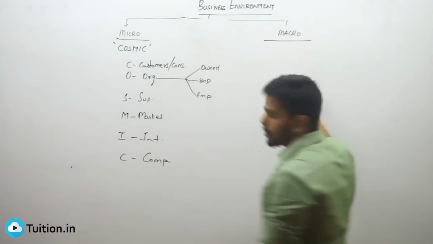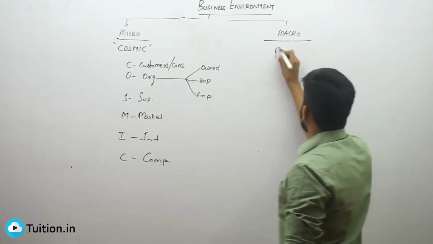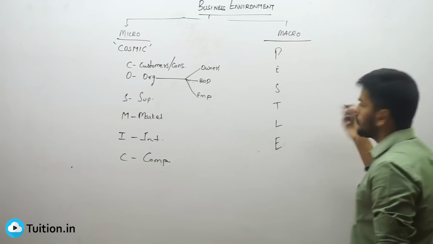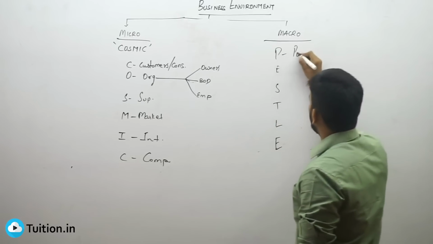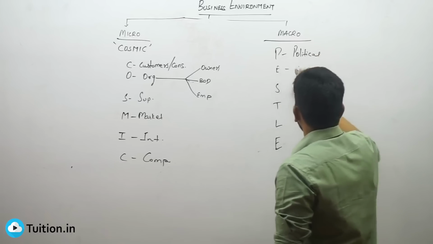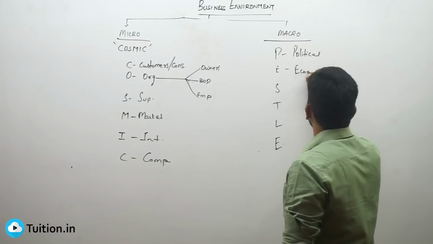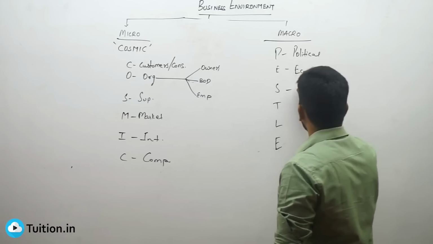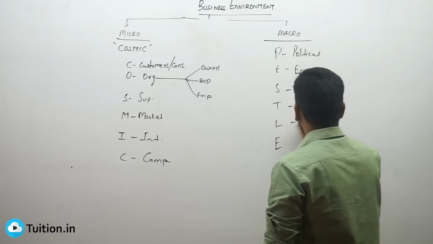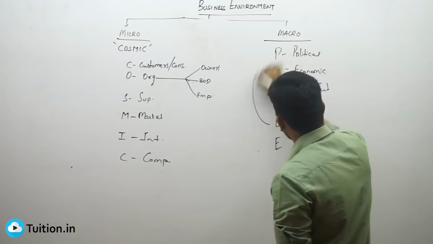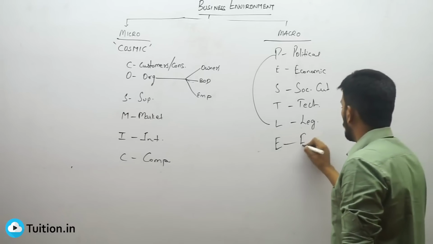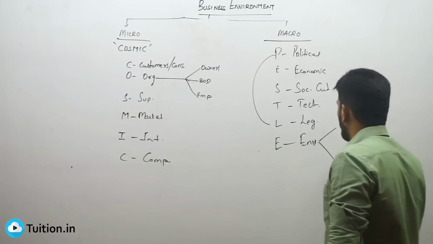Moving on to the other side, we are talking about macro factors. Then again we have a puzzle analysis to take care. So this time I am using the same thing. P for political, E for economic, S for socio-cultural, T for technology, and L for legal. So if you look at it, political and legal are situations which are together, and E for environment, where I am talking about 2 things here.